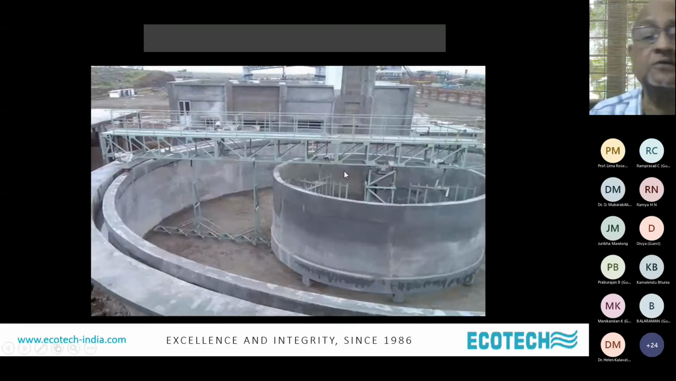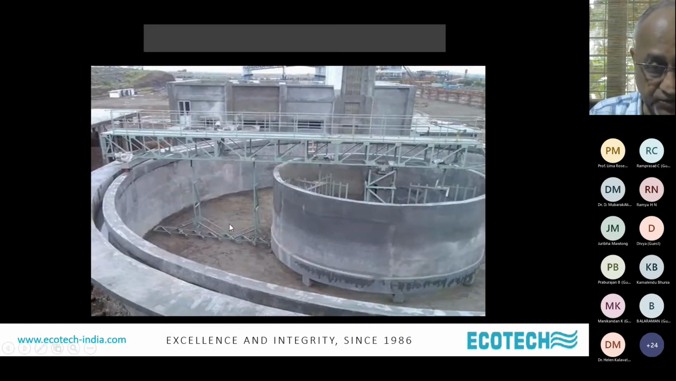A typical clariflocculator looks like this. You see the central compartment. This is the flocculator compartment, and you could see the flocculator paddles. So these are driven by separate motors and gearboxes attached or placed on the bridge. This is the rotating bridge. This is a single arm bridge. In other cases, you could have a complete bridge across the diameter, but then it becomes a little more complex. And this is the clarifier compartment.